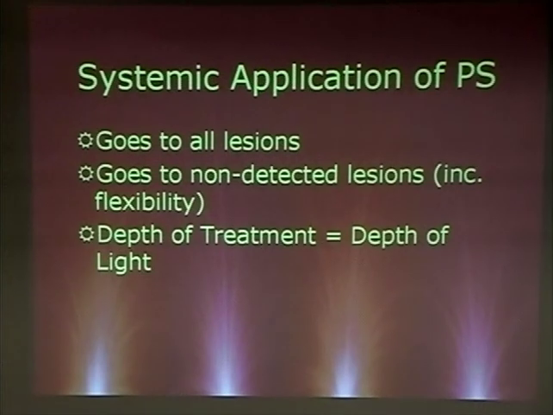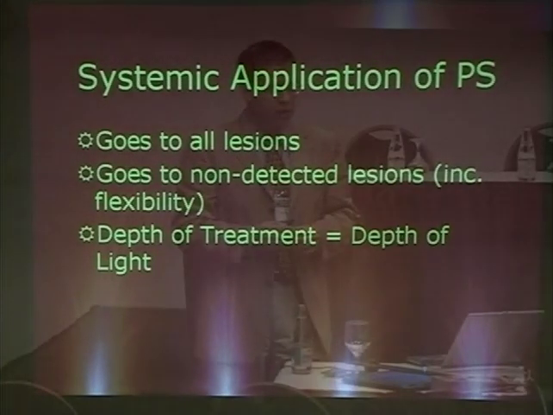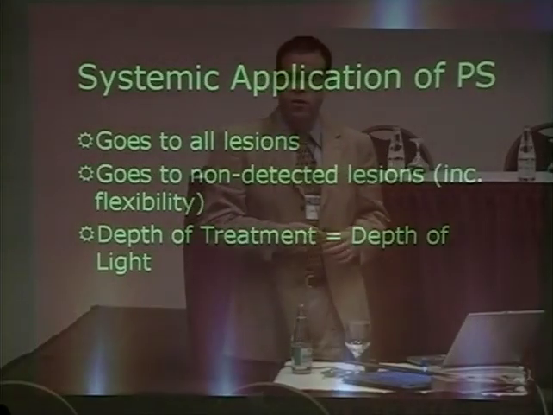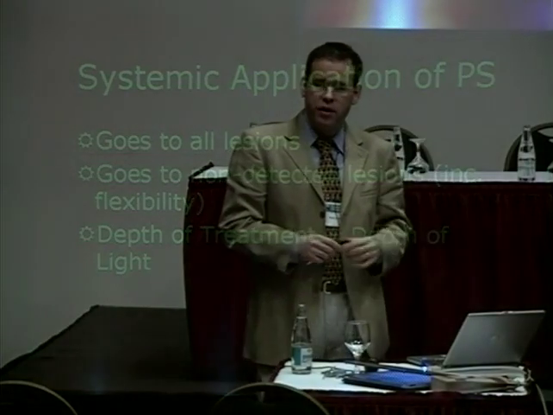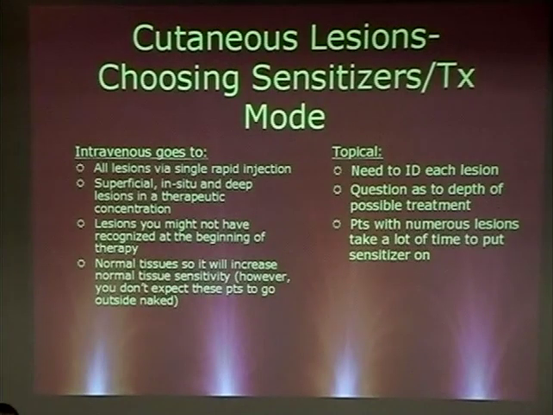The commercially available drug ALA only goes 1 millimeter or 2 into the skin, so you can't really use it for deep lesions. Systemic application of a photosensitizer, whatever one you're using, lets you treat to the depth of the lesion because systemic photosensitizers go everywhere. Again, if you have the choice, you can make a decision about which way to go. If you're using intravenous or topical, it depends on the situation.